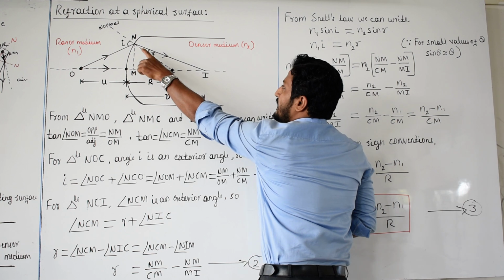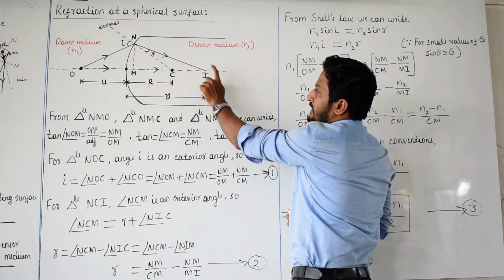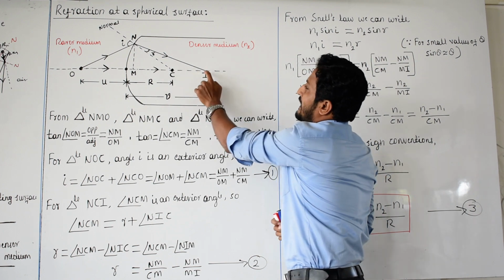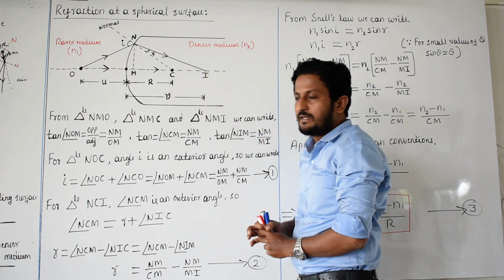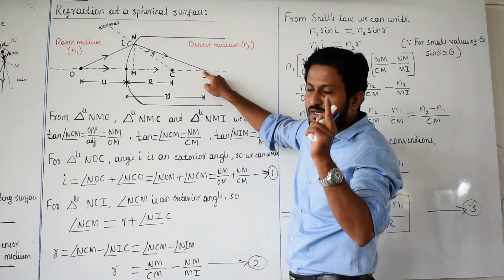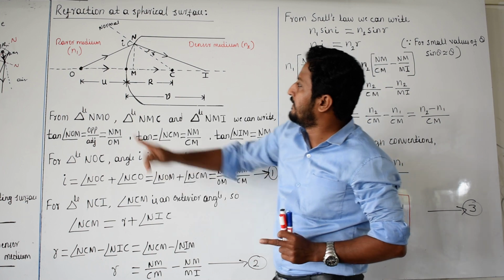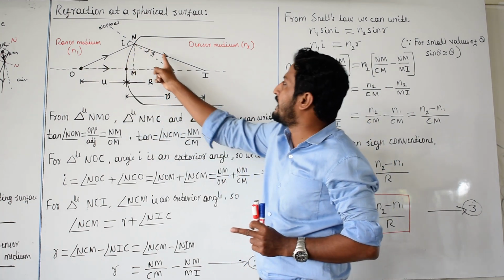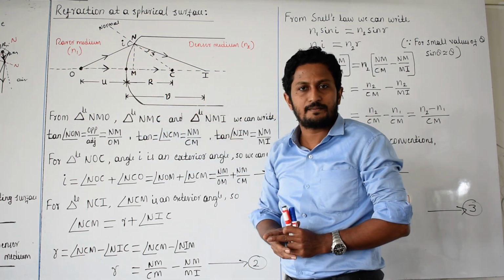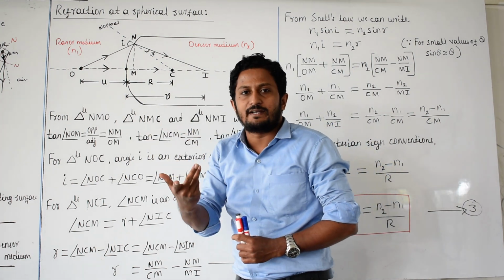That light ray came and crossed the principal axis somewhere here. Yes, this is one light ray. It came like this and propagated along the NI path. One light ray. Let's take one more light ray.